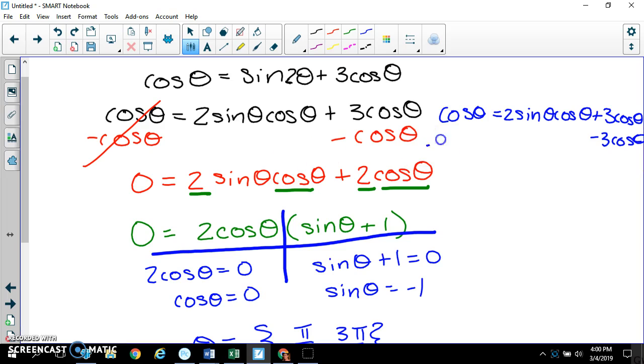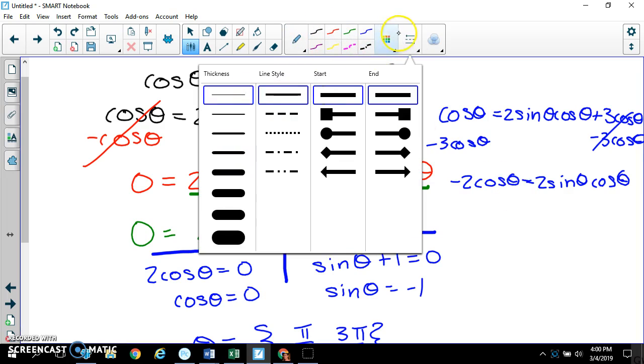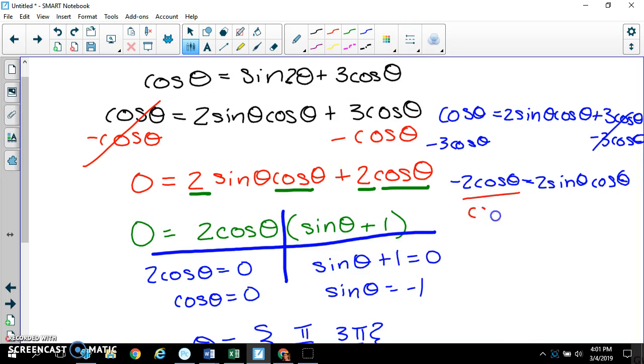If I do that to both sides, minus 3 cosine theta, I end up with 1 minus 3, so negative 2 cosine theta equals 2 sine theta cosine theta. And some people want to divide out the negative 2 right here, or even just cosine. So let's pretend, now this is not correct. If I divide by cosine theta, oh my God, this lag is killing me. Cosine theta cancels out here and it cancels out here, and then I end up with negative 2 equals 2 sine theta. Divide by 2 and I end up with sine theta equals negative 1.